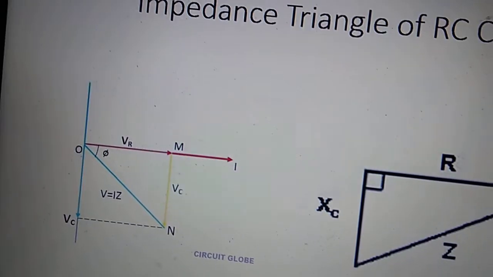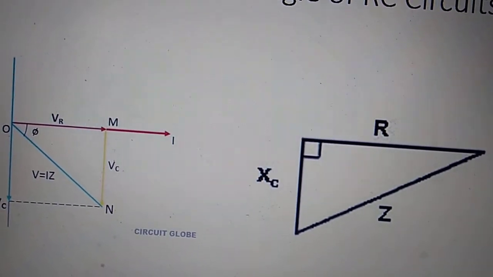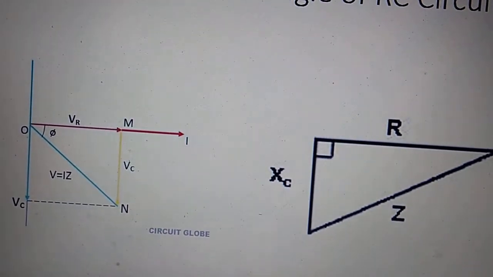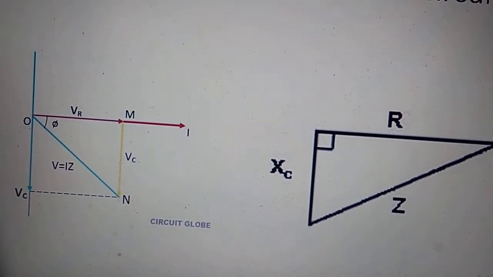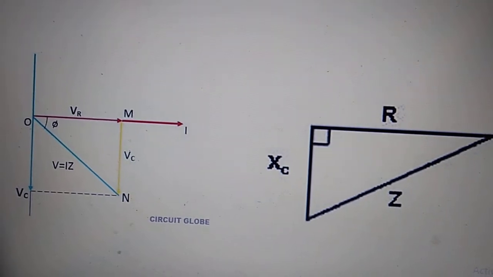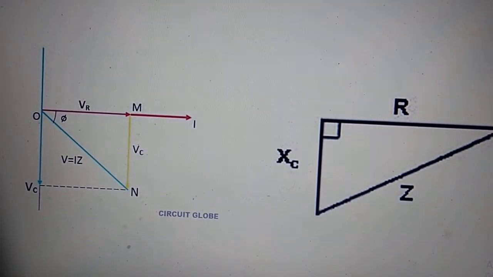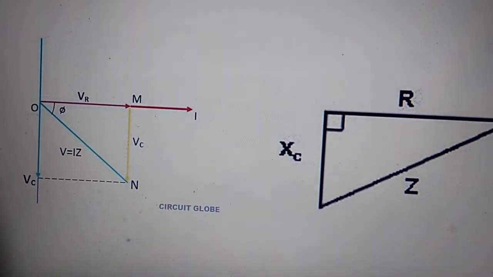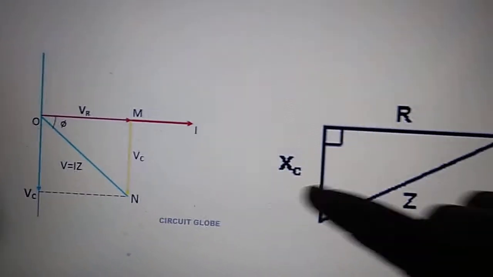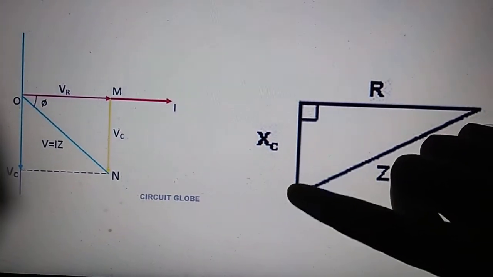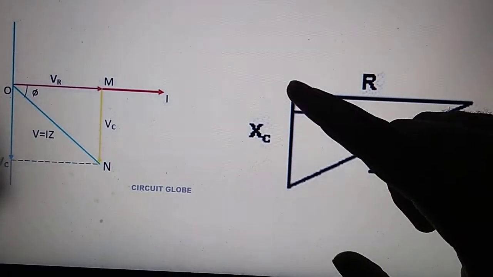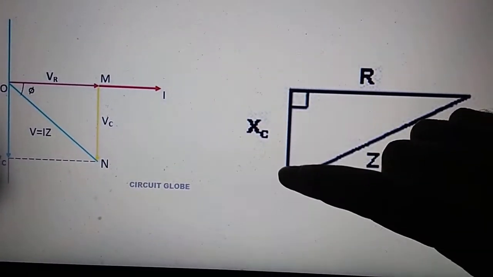Similarly, we can find this for the RC circuit. As we can see in the RC circuit, the capacitor voltage lags the current or the resistor voltage by 90 degrees, so that's why it will be in the downward direction, but it will again be a vertical one.